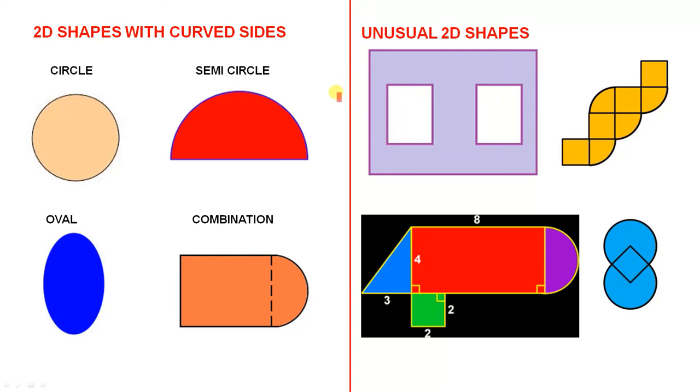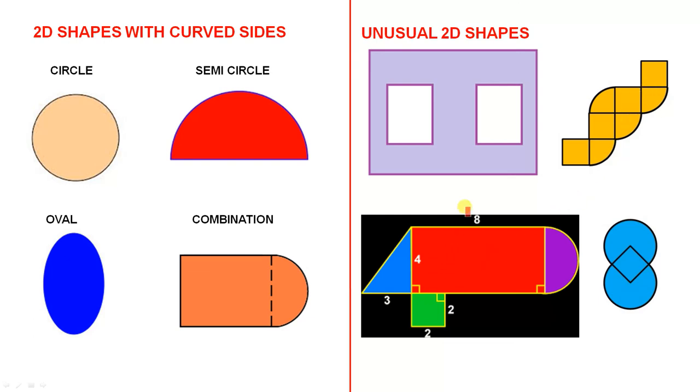2D shapes with curved sides. Here's our famous circle, semicircle. There's an oval. Here's a combination of a rectangle and a semicircle. Here's another unusual one here where you've got a rectangle and then you've got these two pieces cut out. Here's a very unusual one with a square here and then you've got some curves happening, some special shapes. But notice that they're all closed. Okay, they're not open, they're all closed.